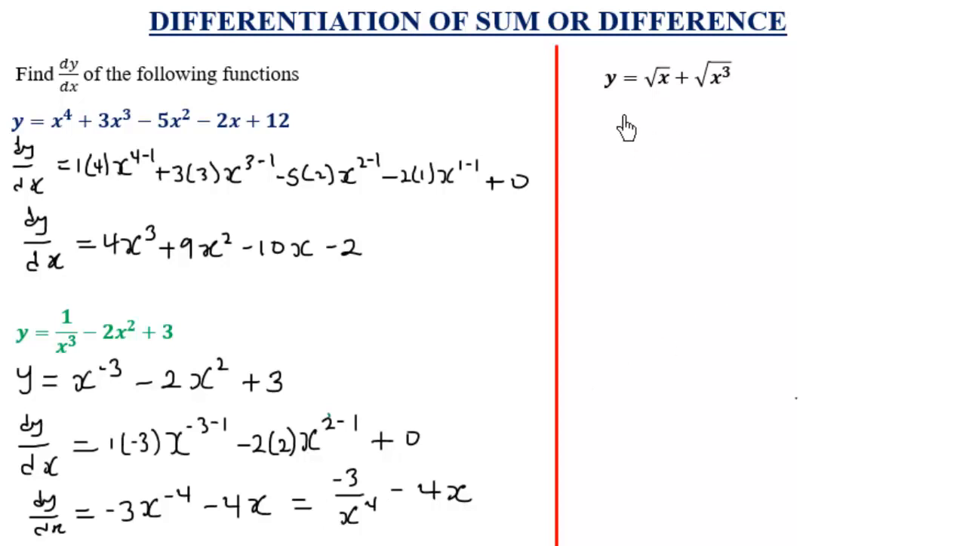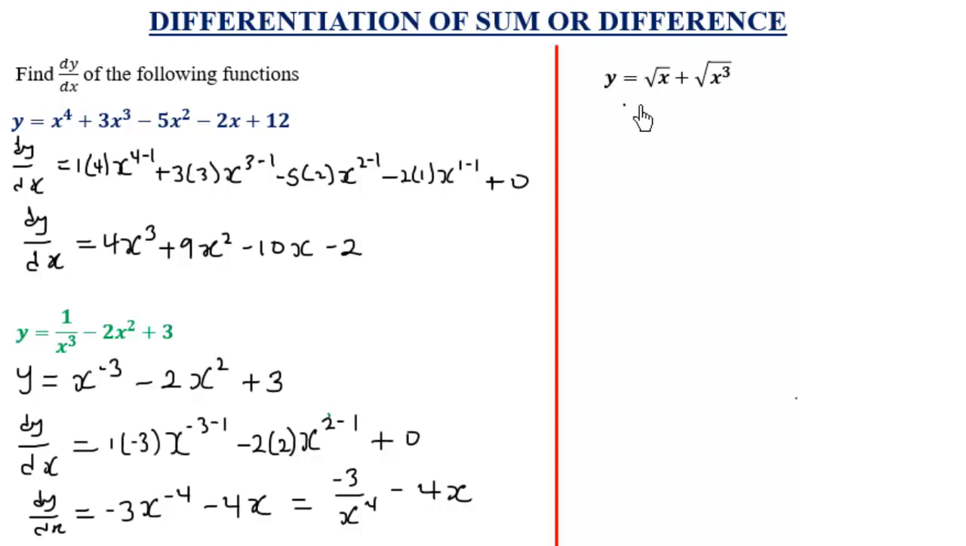Now let's come to the last question on this slide. We have a function y is equal to square root of x plus square root of x cubed. Now this function, we call it radical functions because they are under the square root sign. Now when it is in radical form, it will be very difficult for you to differentiate. So it is better we write them in their fractional index form.